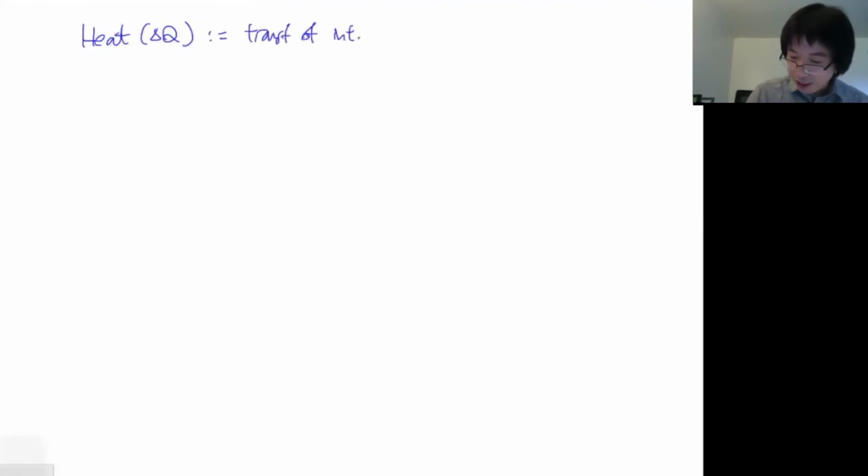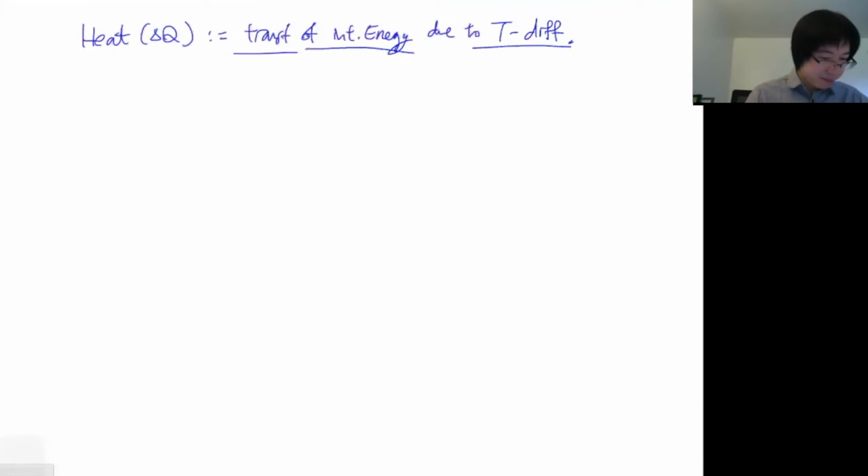Finally, heat. We'll answer the goal of today, which is what is heat. Heat, as I mentioned, the symbol is delta Q, is the transfer of internal energy due to temperature difference. Transfer of internal energy due to temperature difference. So in some sense, if you like, you can almost write delta Q in symbols as the change in internal energy.